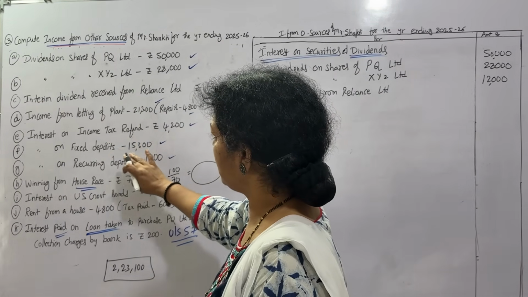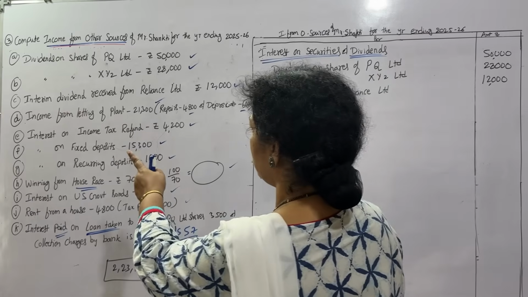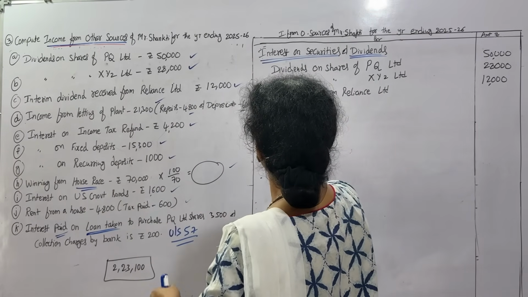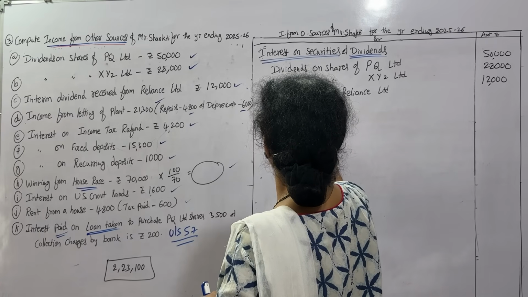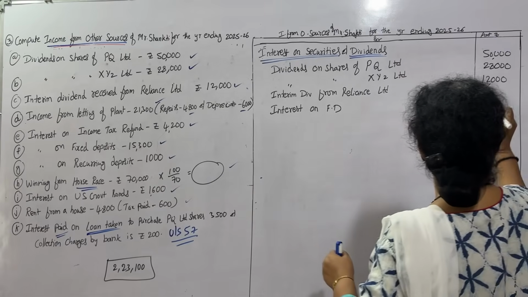Interest on income tax refund, income from interest on fixed deposits. Interest, this will be considered as other income. Now interest on FD. Interest on fixed deposit, how much? 15,300.